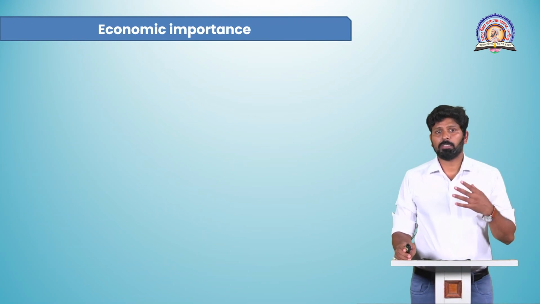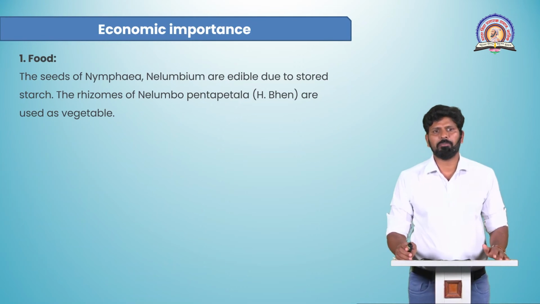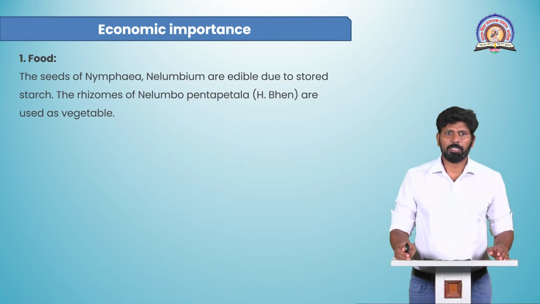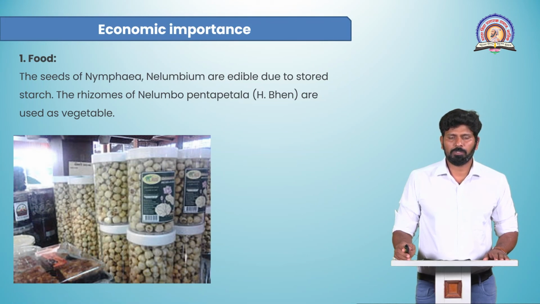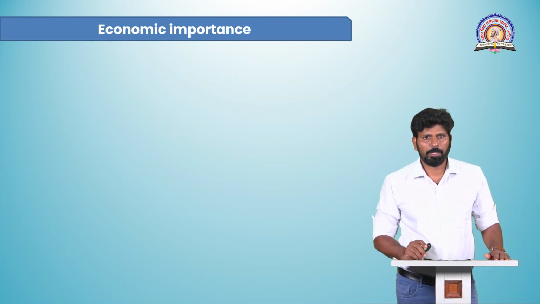Then the important part, that is economic importance. The members of this family Nymphaceae are used for food purposes. Seeds of Nymphaea or Nelumbium are edible due to the stored starch. The rhizome of Nelumbo petala is used as a vegetable. In these pictures we can see that these seeds are used as food, and these are called makhana. So this is an important economic importance of family Nymphaceae.